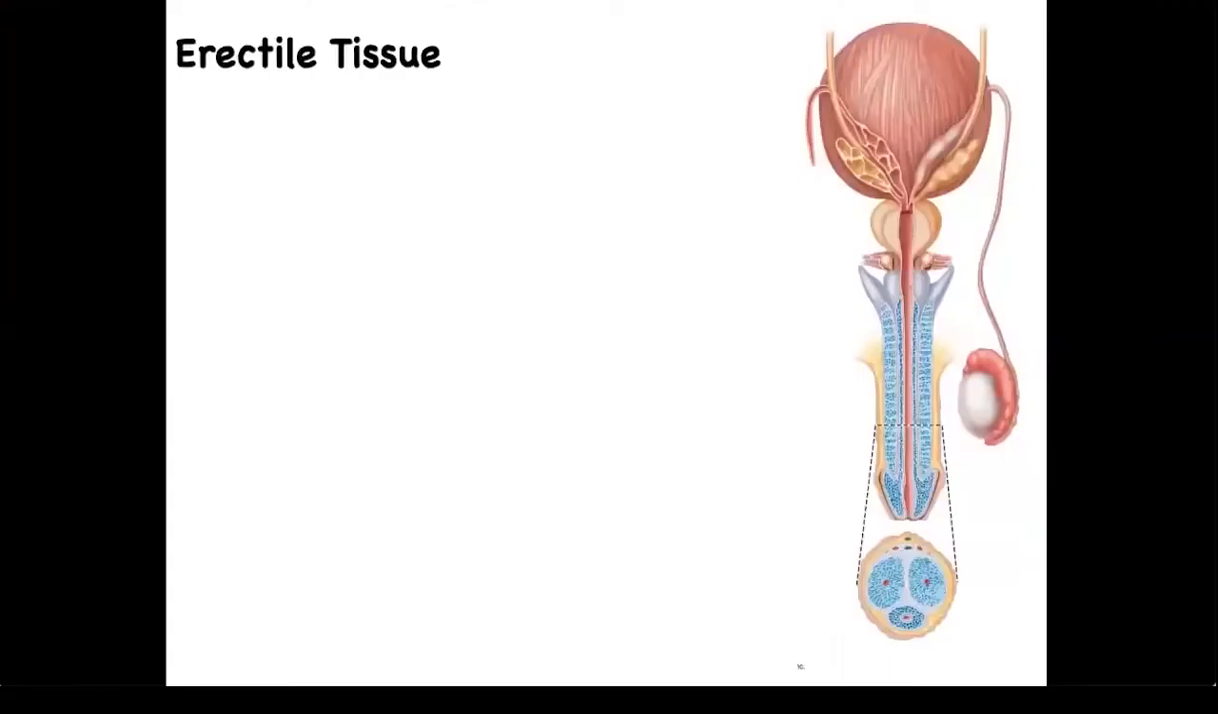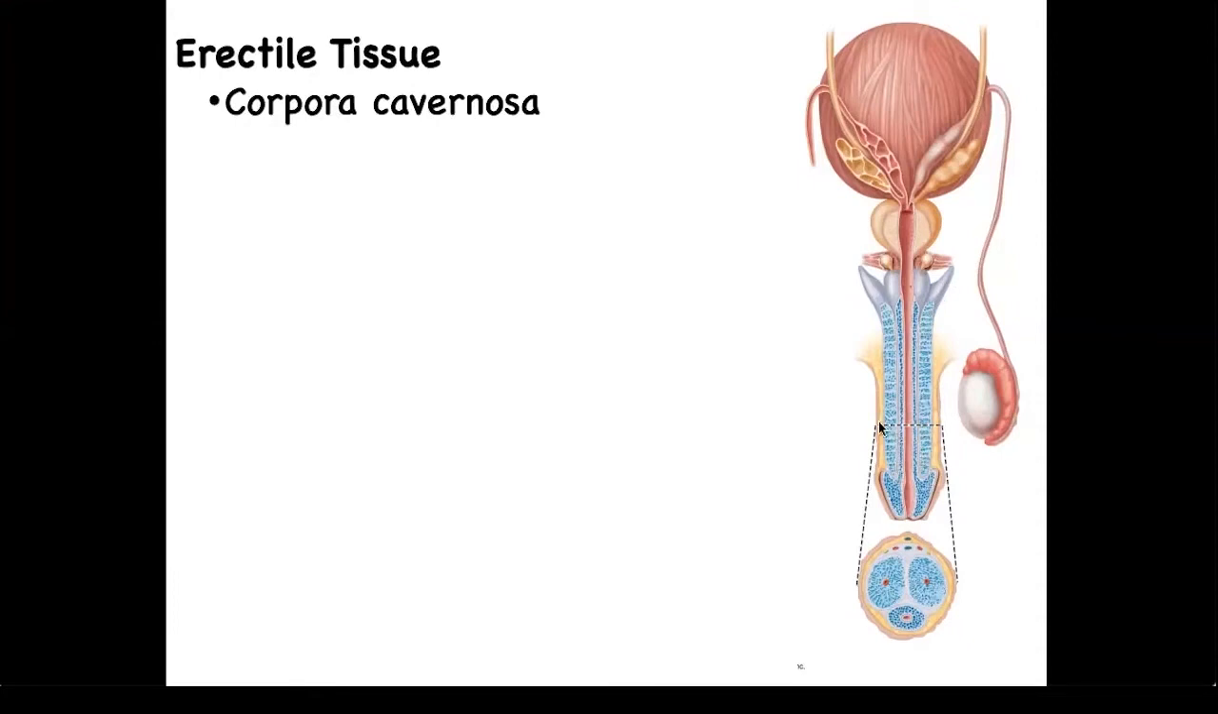There are three columns of erectile tissue in the male. The two corpora cavernosa, and corpora is plural for corpus. The singular form of cavernosa is cavernosum. In this illustration, this is one corpus cavernosum, right in here. And this is the other one.